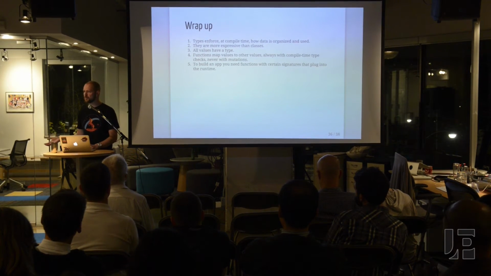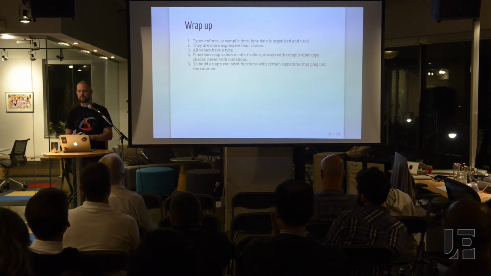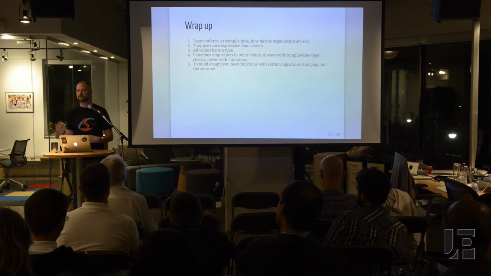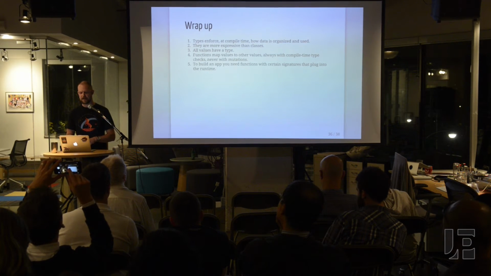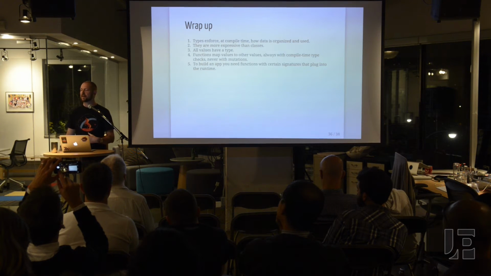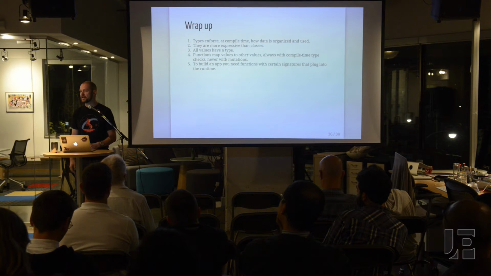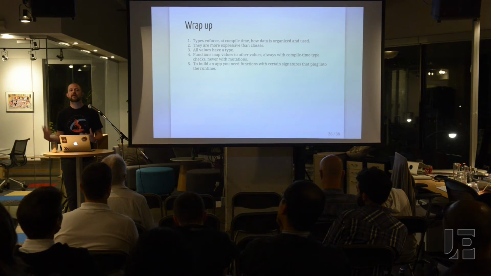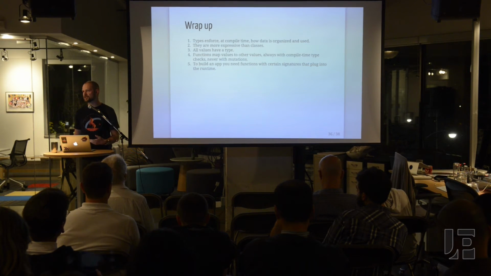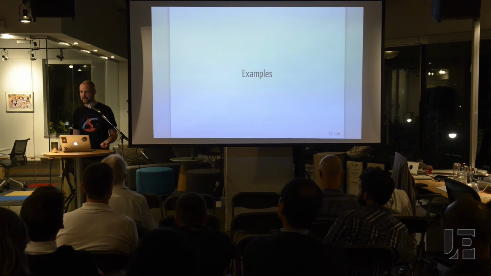So again, to wrap up what we looked at, types enforce how data is organized. I think they're more expressive than classes. They're super lightweight. You can do recursive things. You can do all sorts of neat stuff. All values have a type. Functions map values to other values. And to build an app, you need functions with certain signatures. So if you kind of get that, then you can write an Elm application. Or you can certainly dig through the documentation and figure it out. So I'm going to show you a really simple example.